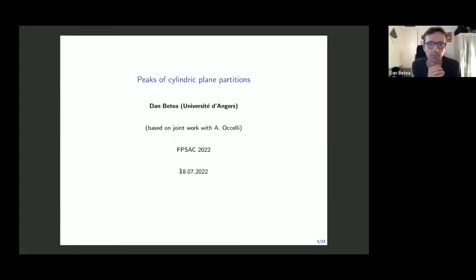complex probabilistic behavior can arise from considering simple combinatorial models, probabilistic combinatorial models that people have considered in algebraic combinatorics and in probability for at least half a century by now. And I'll start with a warm-up.